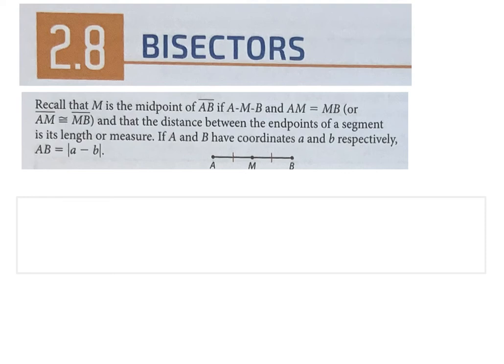We talked a little bit about bisectors when we were doing segments and when we were doing angles, but this actually defines it, and we're going to do some construction with the bisectors. So the first thing, recall that M is the midpoint of AB. If M is between A and B, that's what that means. So M is between A and B, and AM equals MB, meaning it divides it into two congruent segments, which it defines that word there as well.